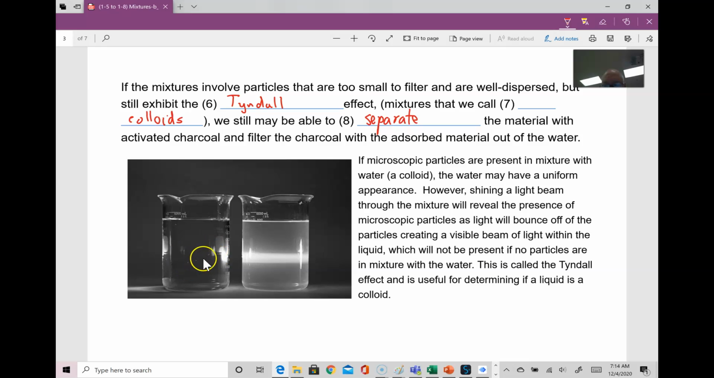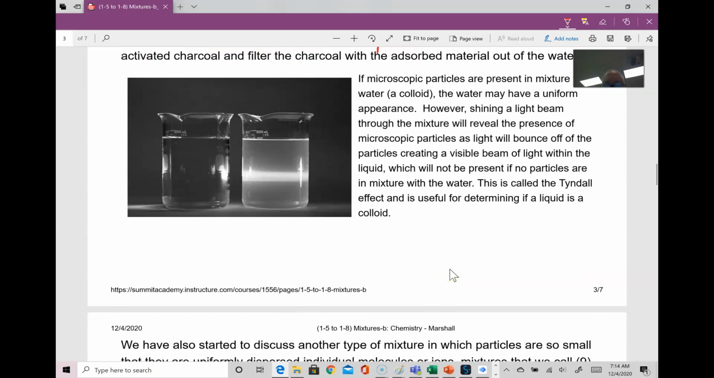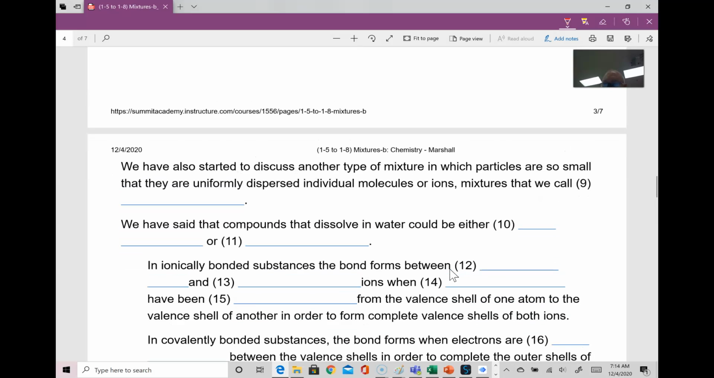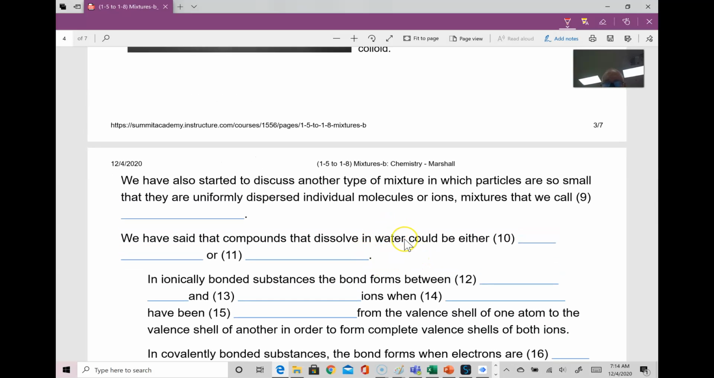And over here on the left side, you can see a pure substance or maybe a solution, but it's not a colloid. And we call this effect, where we get light bouncing off of the particles that we can't really see, the Tyndall effect. And this is useful for determining if the liquid is a colloid. We've also started to discuss another type of mixture in which particles are so small they're uniformly dispersed, individual molecules or ions, and recall that these are homogeneous mixtures that we call solutions.